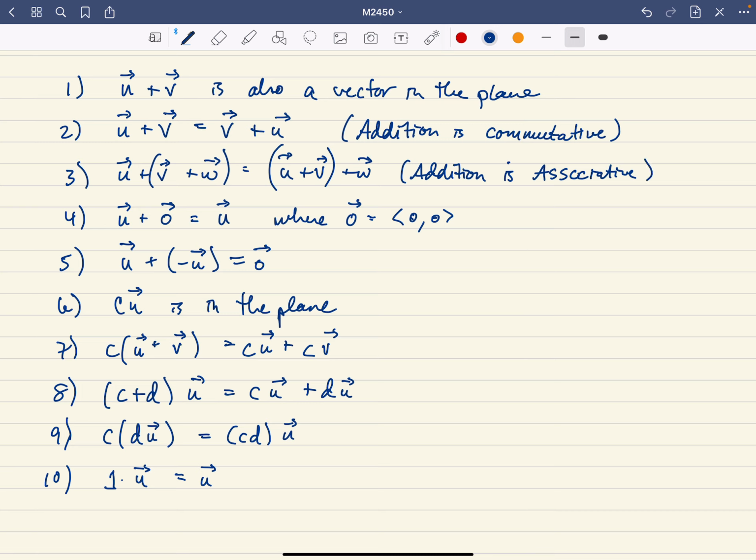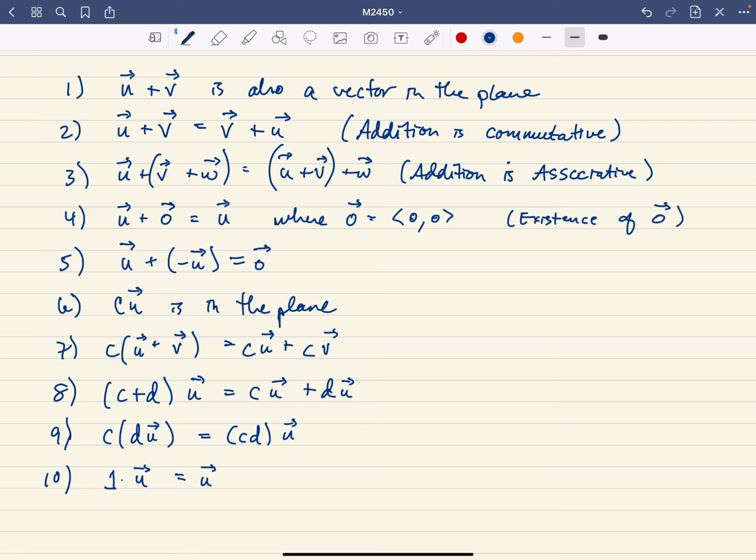Item 4 here is that there exists a zero vector. In this case, it's the vector 0, 0, so that if you add it to any vector u, you get itself. You could think of the zero vector as the vector that says stay put, don't move anywhere, right? If we're thinking of vectors as a set of instructions, the zero vector says don't move. So here I guess we can call this existence of the zero vector.